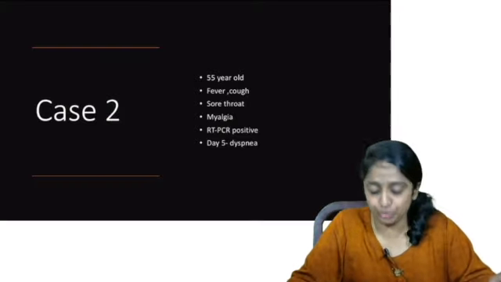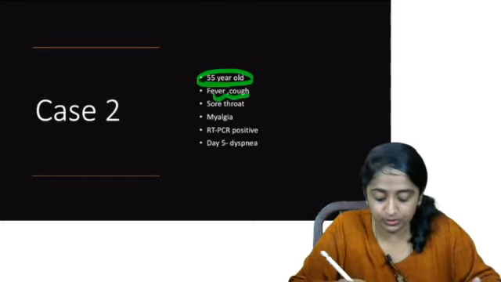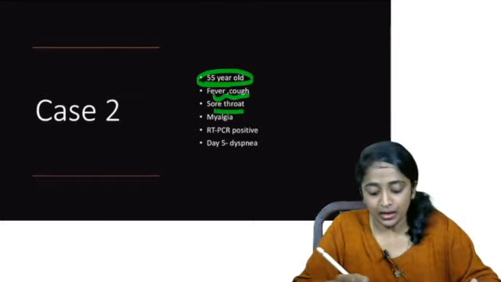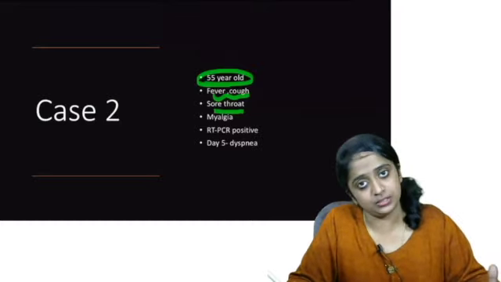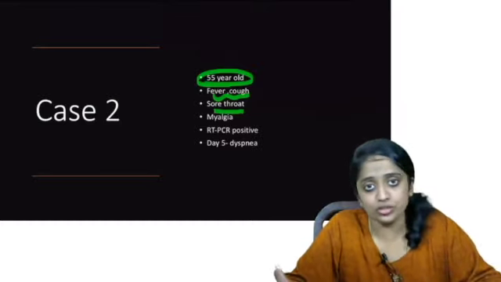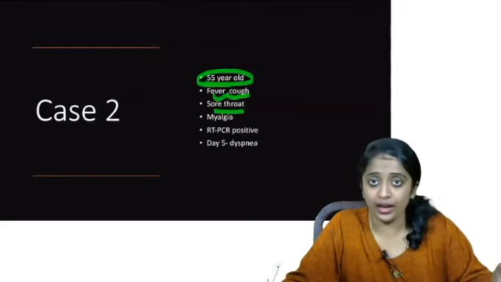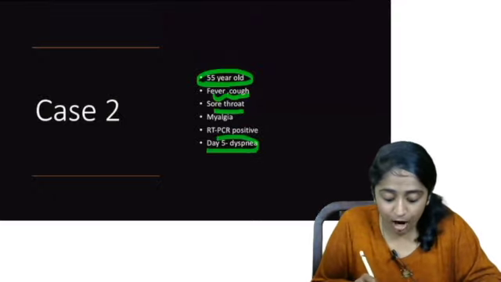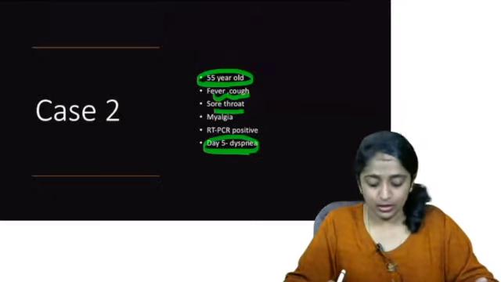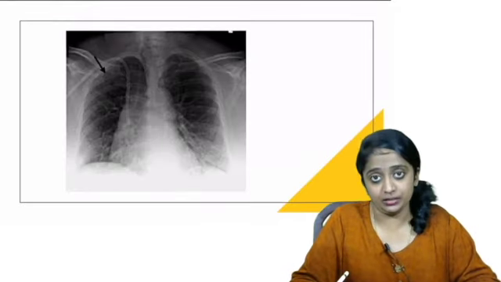Now coming to case 2, this is a case of a 55-year-old male who had cough, fever and sore throat, and in the setting of pandemic, they tested him for COVID-19 and it came as positive. So initially, no imaging was done because none is required. If the patient is mildly symptomatic, there is no need of any imaging. But on day 5, he developed dyspnea. So what did they do? They took a radiograph. So what is the finding that you see?